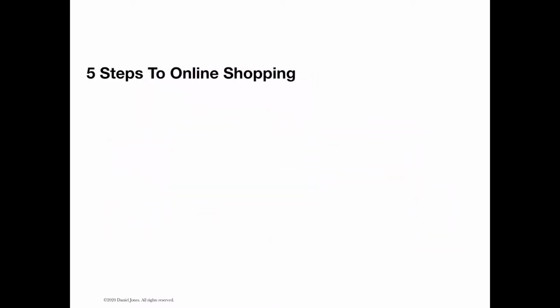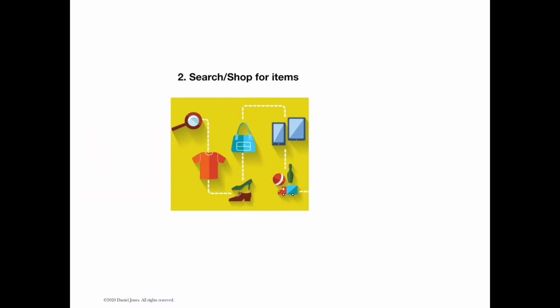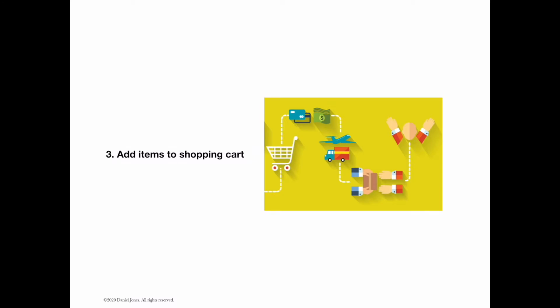So the 5 basic steps for online shopping. First is very simply, you visit that website. So you go to, in this case, walmart.com, and you start to search for items. Just like you would in a retail store, you would search for the items that you're looking to purchase. You would then place those items in a shopping cart. You'd pay for those items, and those items are either delivered to you, or in some cases you can pick up those items at a local Walmart near you.